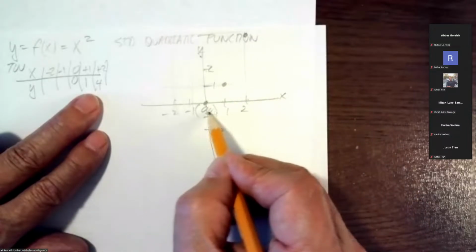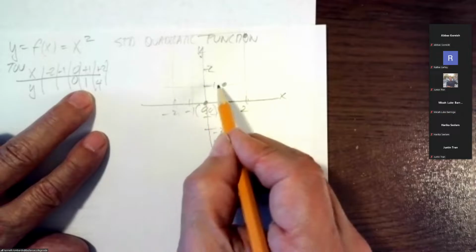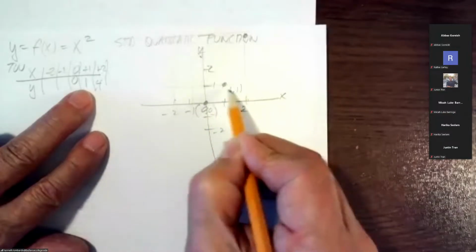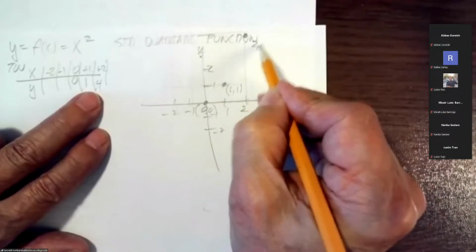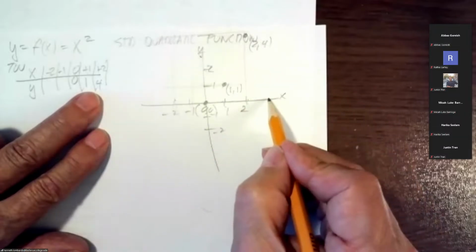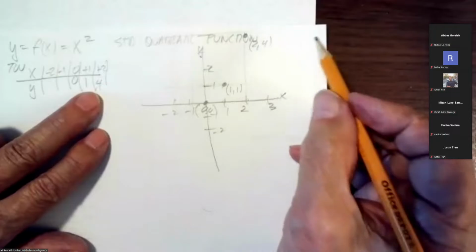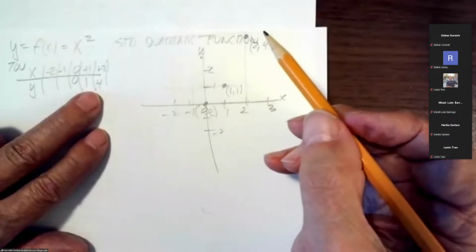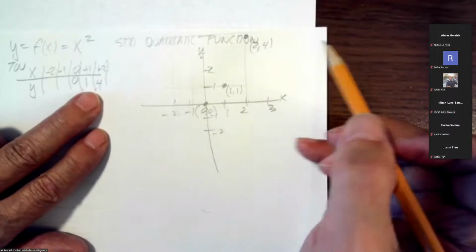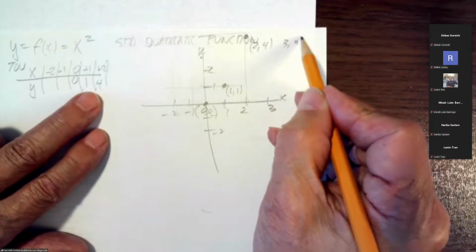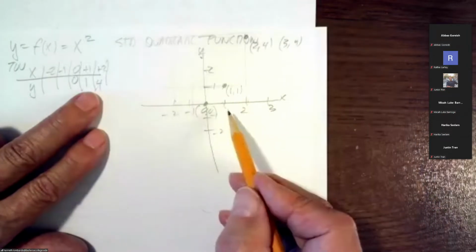And if I label these points, that's 0, 0. Here's point 1 and 1. Here's point 2 and 4. If I had a 3 out here, what would the value at 3 be? Three and 9, wouldn't it? 3 squared, 9. That's way up off the paper.